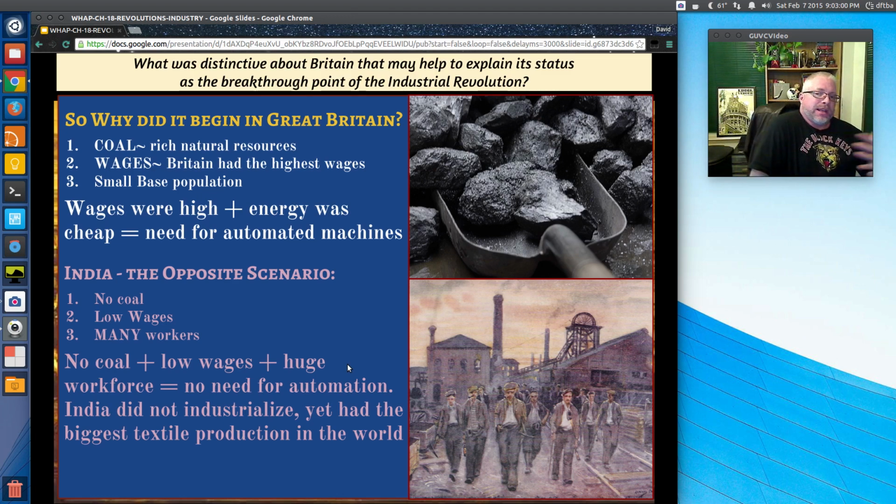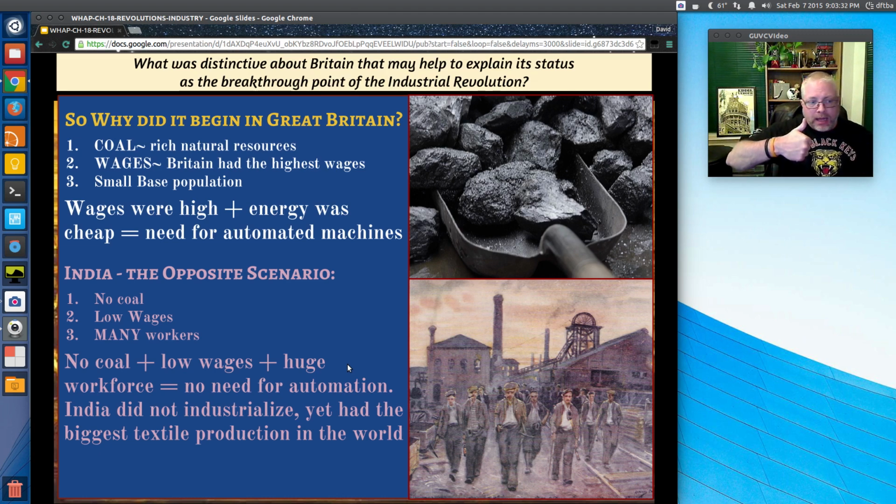India is the flip side of the coin. They don't have any coal, very little natural resources in that way to drive a machine. They have very low wages there. Even today, there's so many people too. I mean, they've got such a huge population, it's hard for most Americans to understand. So no coal, low wages, okay? Low coal, low wages, and a huge workforce. And it was the opposite in Great Britain.